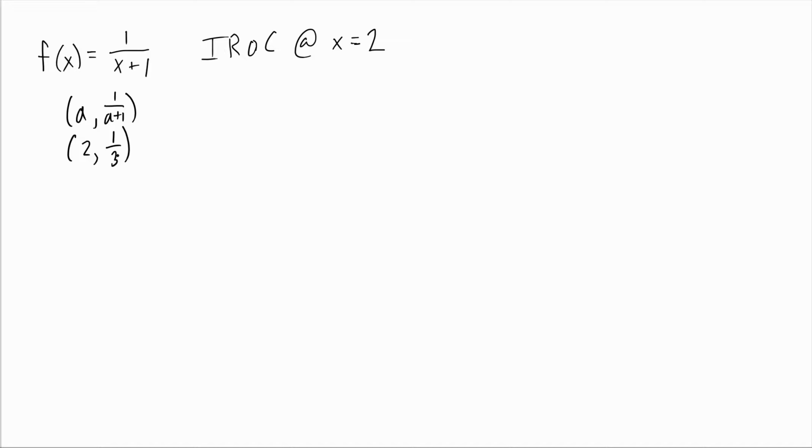We're going to be looking at the rise over run between these 2 points. So the rise, take the difference of the two y values, like this minus this, and this minus this. You have 1 over a plus 1 minus a third, and that all over a minus 2. And we're taking a limit of this as a approaches 2.